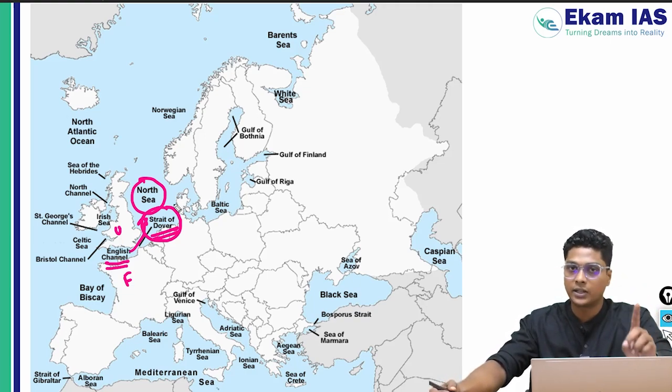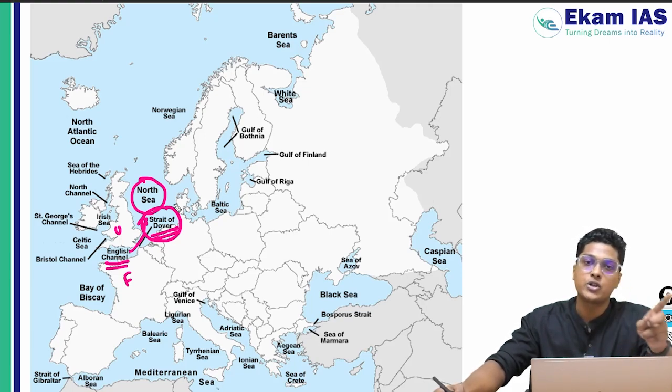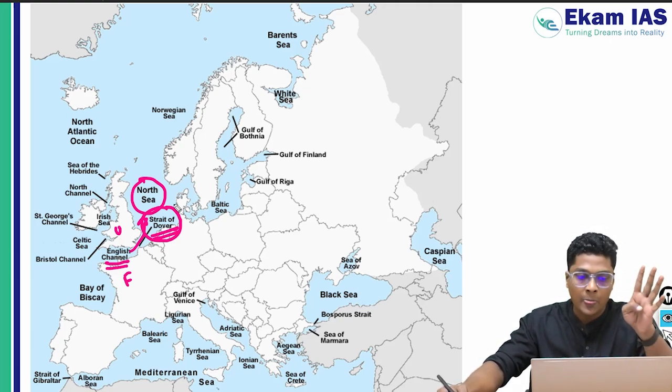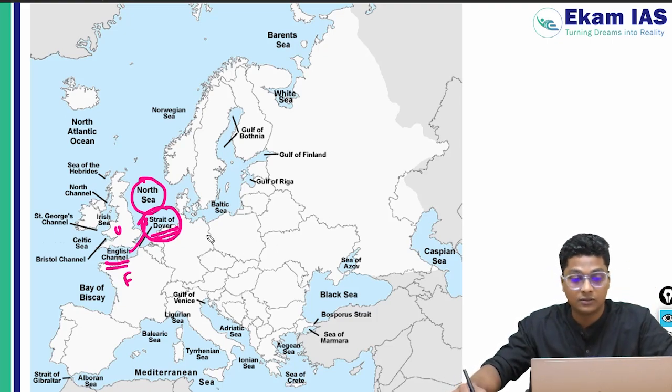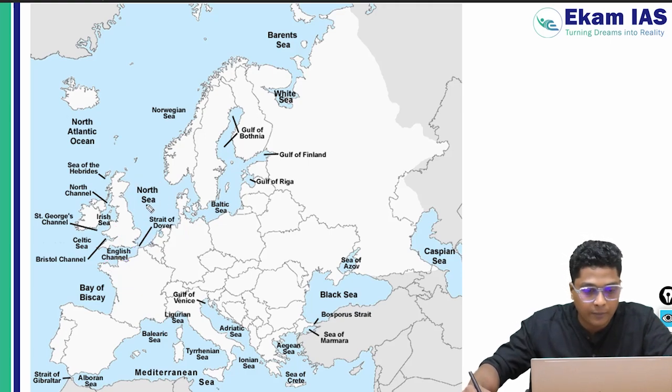Remember, this is the third strait we are discussing in this session: the Strait of Gibraltar, the Strait of Bosphorus, which separates Asia from Europe, and now the Strait of Dover. The English Channel is connected with the North Sea through the Strait of Dover. So: North Sea, English Channel, Strait of Dover.